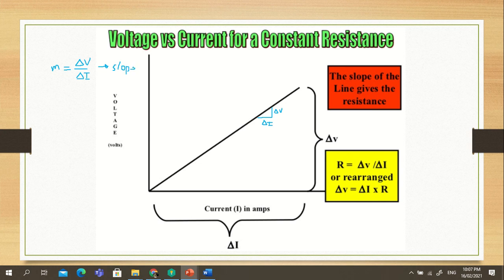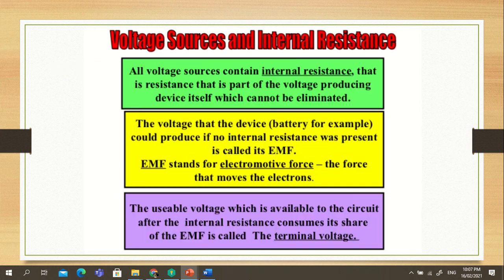All right. So I hope it's clear with your class. Now, voltage sources and internal resistance. All voltage sources contain internal resistance. So there will be internal resistance in any voltage source. That is resistance that is part of the voltage producing device itself, which cannot be eliminated.